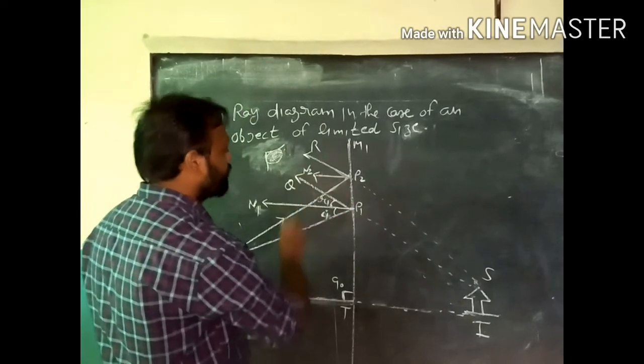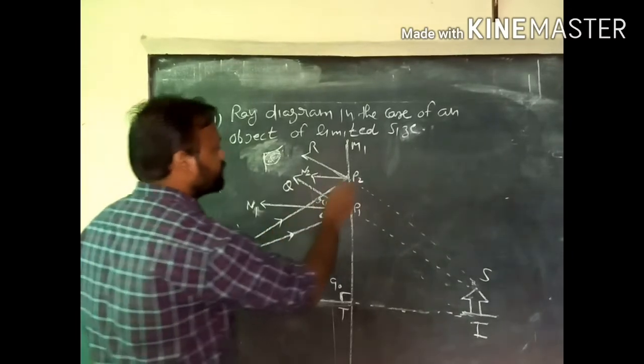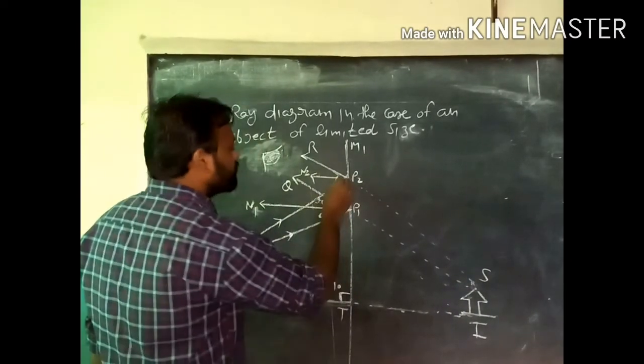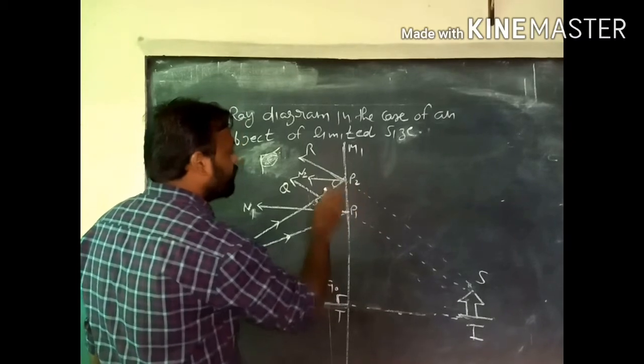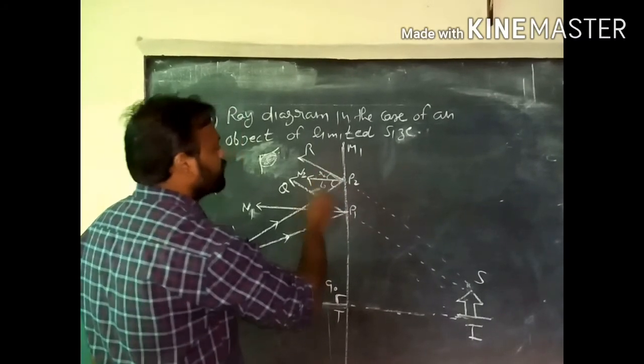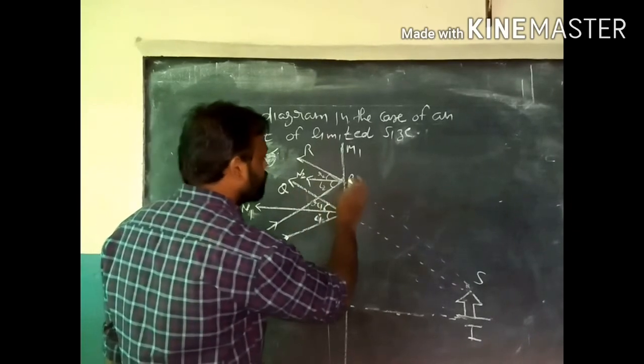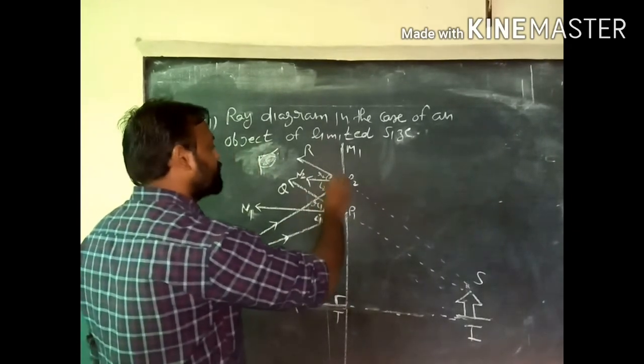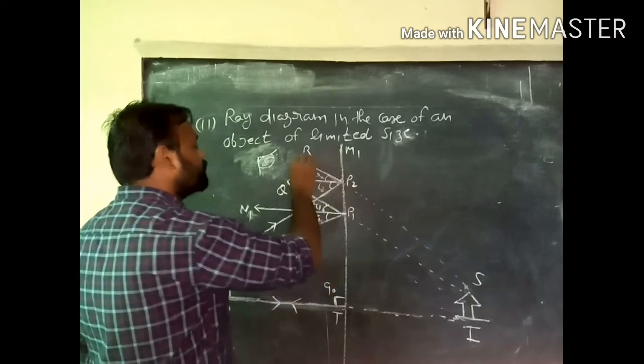Like this way, you can take this light ray also. This light ray is falling at a point P2, so you can take it here at point P2. The angle of incidence is I2 and the angle of reflection is also R2. So when the light ray is falling on this point P2, it gets reflected back at the same angle.